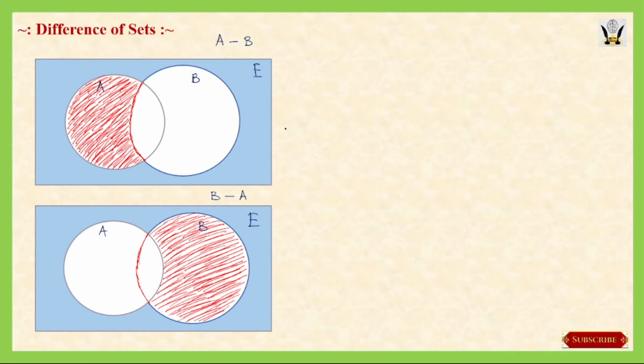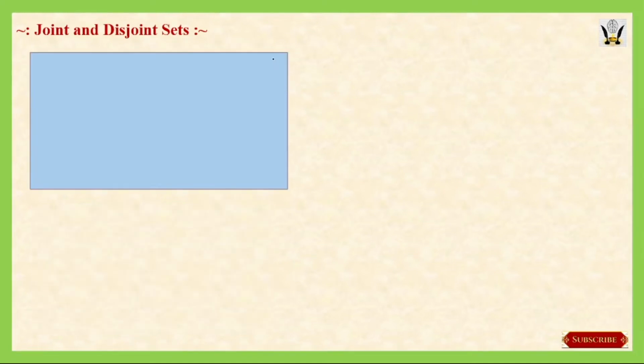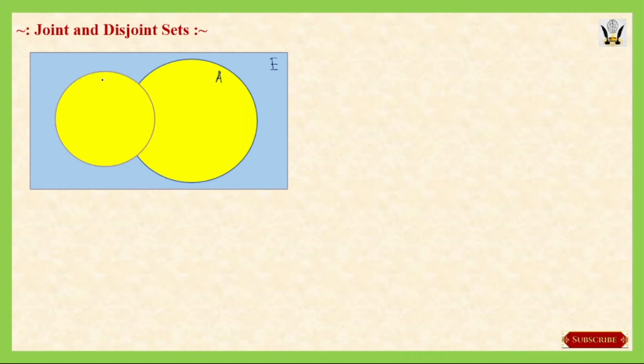Next, we will have the idea of joint sets and disjoint sets, meaning overlap sets and non-overlap sets, using a Venn diagram. So it's easy. Again, we will have the universal set. We will represent that first, and with respect to that, we will represent two more sets which we will take as joint sets. So this is our set A, which is a subset of E, and this is our set B, which is also a subset of E.